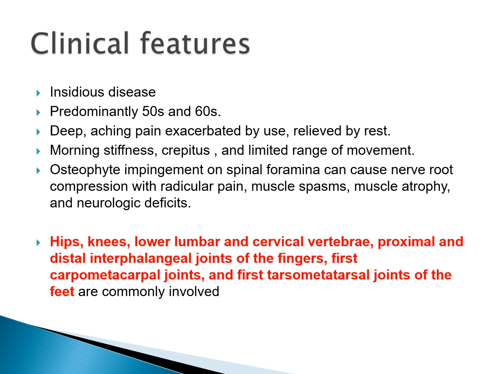The joints, in decreasing order of frequency: hips, knee joints, lower lumbar and cervical vertebrae, proximal and distal interphalangeal joints. The proximal interphalangeal joint in the hands and the distal interphalangeal joints, and also the first carpometacarpal joints and the first tarsometatarsal joints of the feet. Sorry, the first carpometacarpal joints also in the hands, and the first tarsometatarsal joints of the feet.